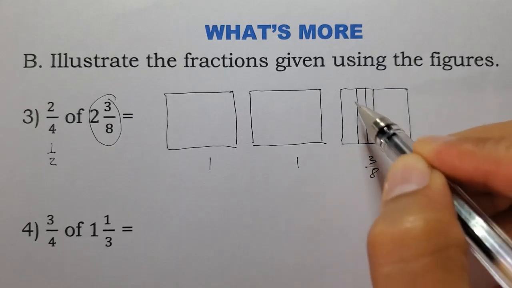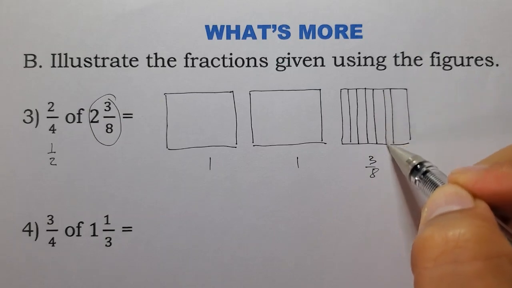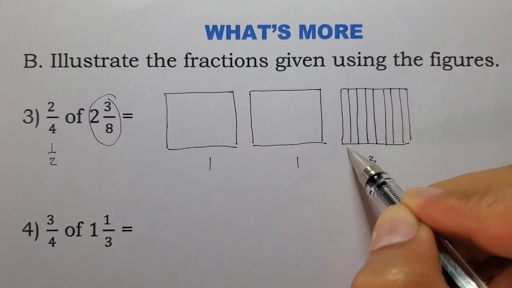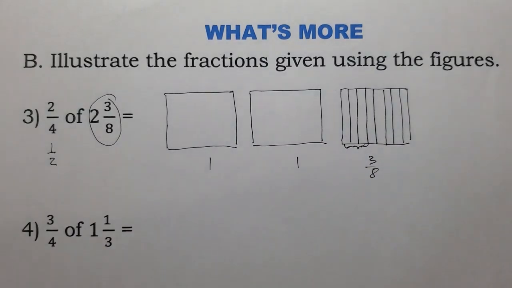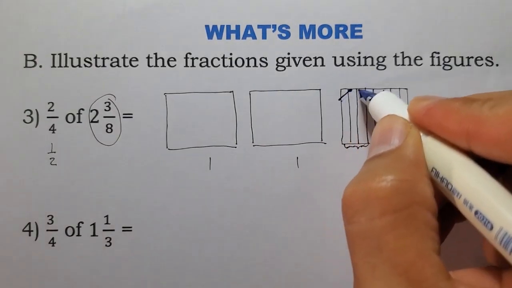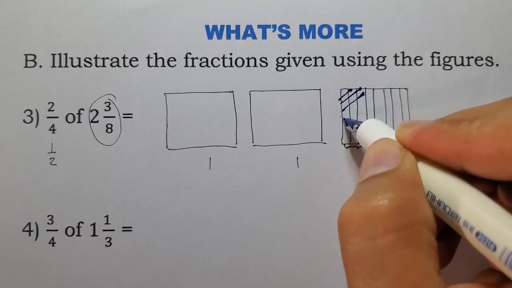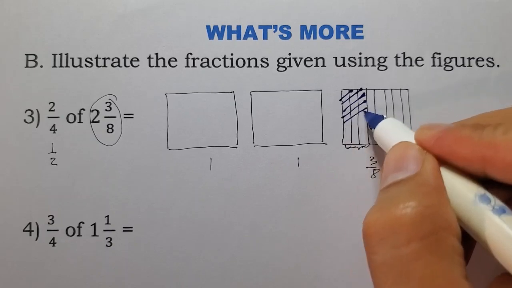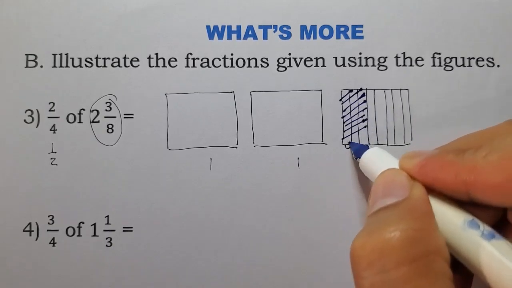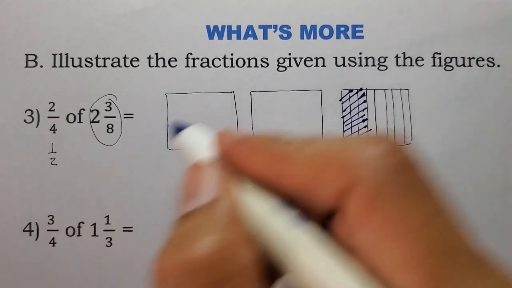Wow, very small portions. Okay, and I will just shade 1, 2, 3 parts. So this is 3/8. Okay, so this is 3/8 this time. 3 out of the 8 equal parts. Sorry, my ball pen is not working well. Okay, that's 3/8. Of course, that's 2 and 3/8.